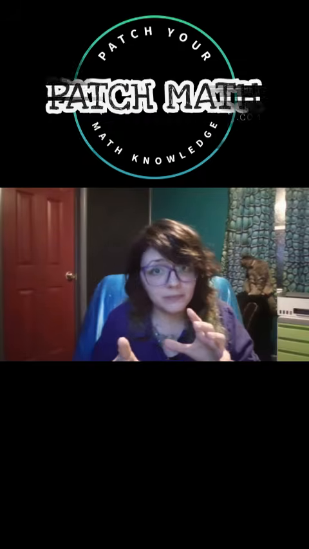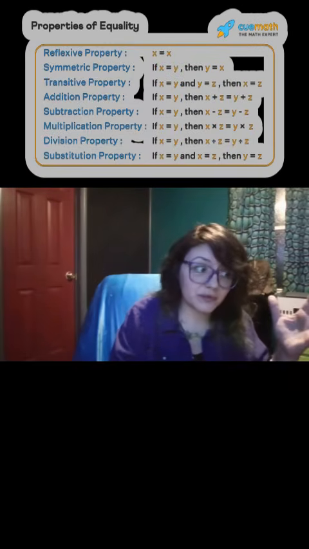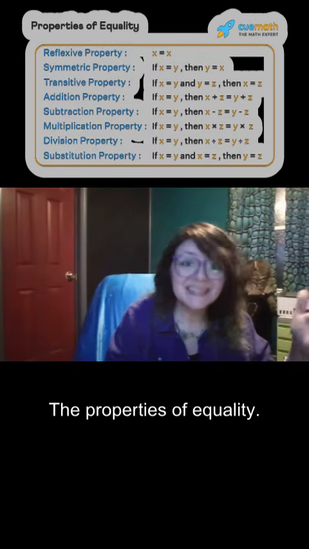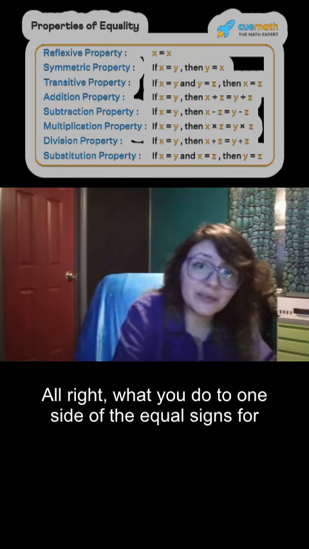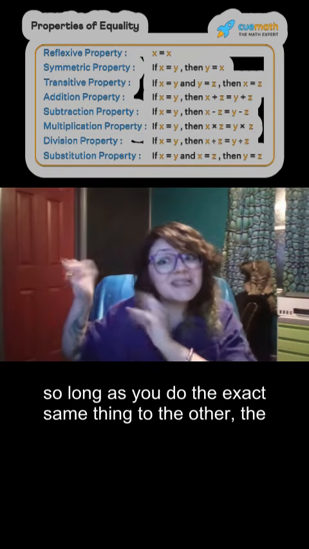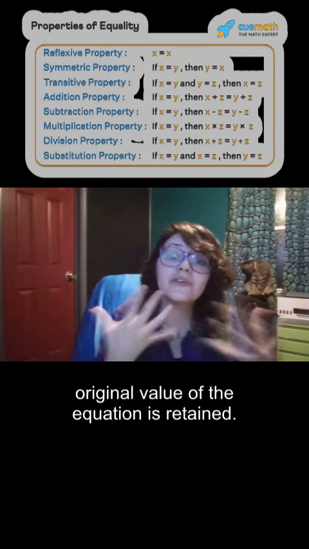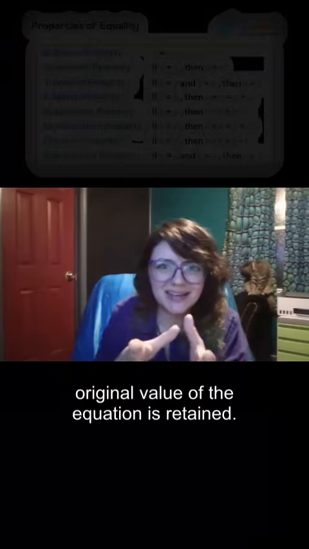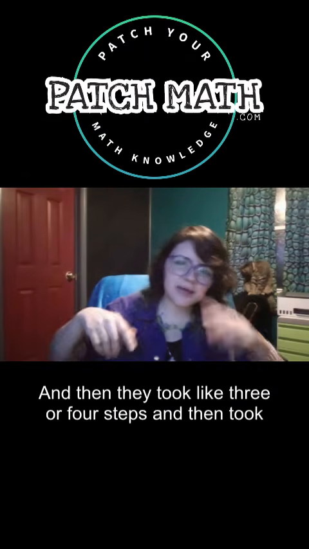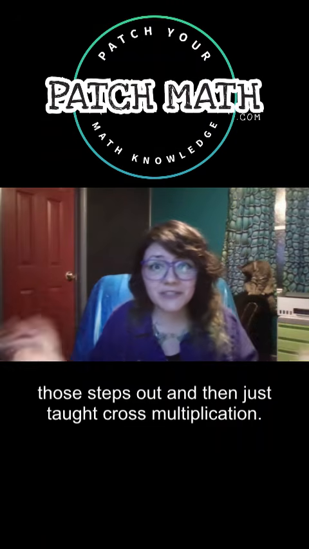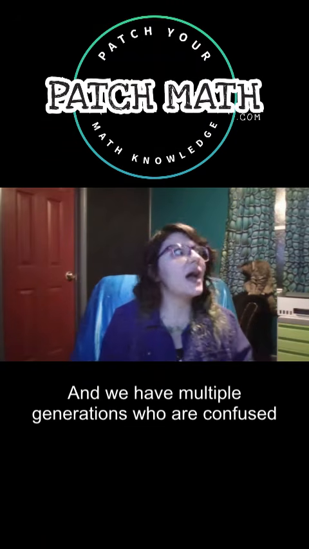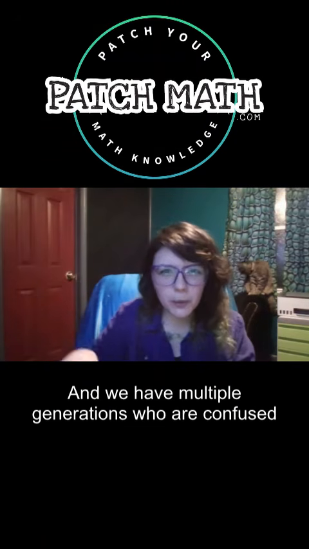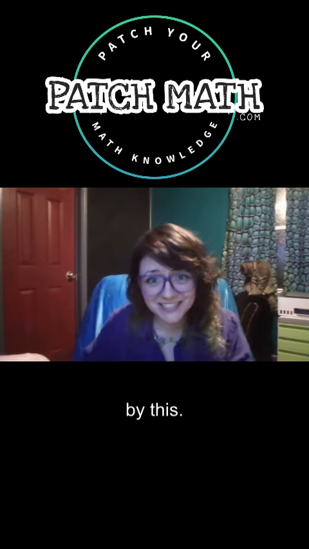It comes from the properties of equality. All right, what you do to one side of the equal sign, for so long as you do the exact same thing to the other, the original value of the equation is retained. And then they took like 3 or 4 steps and then took those steps out and then just taught cross multiplication. And we have multiple generations who are confused by this.